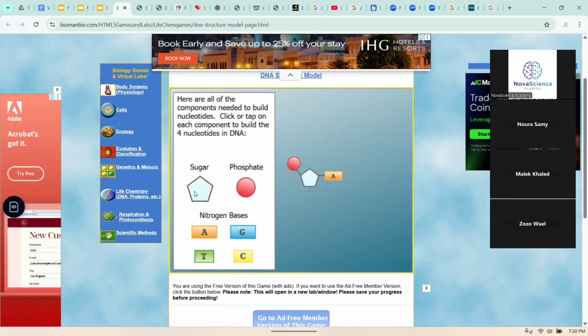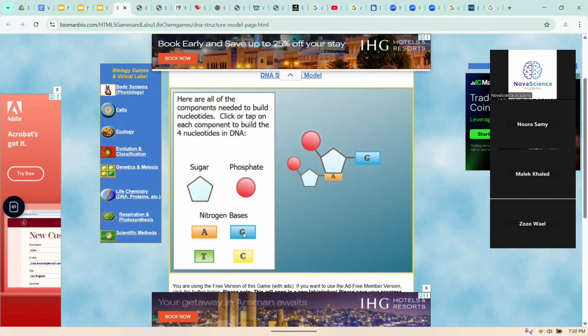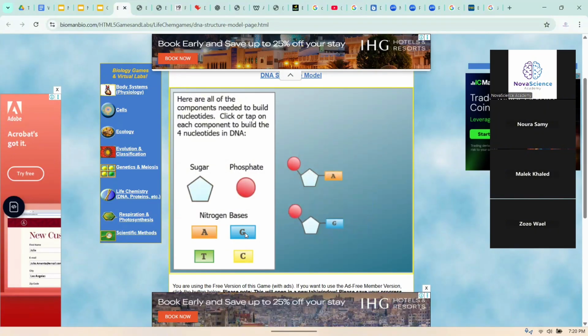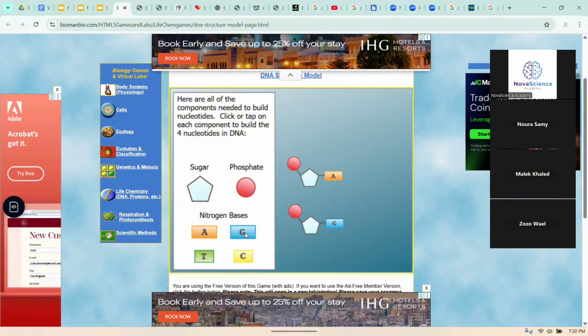So to build another one, again, I use sugar, phosphate group, and another nitrogen base. They are going together and base pairing in an alternative way. So we have very different and various types of DNA and a lot of variations in the living organisms because of the nitrogen base.